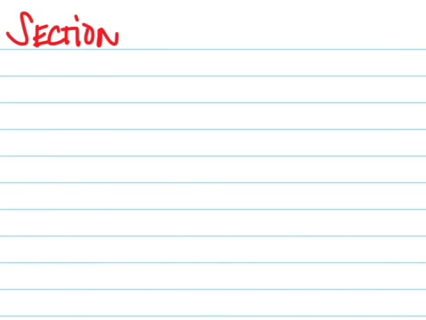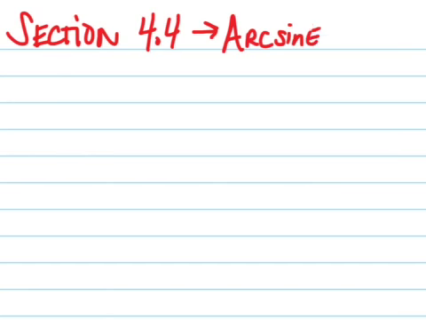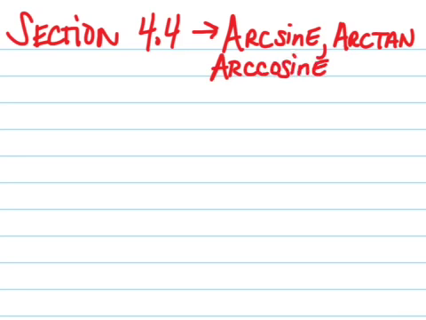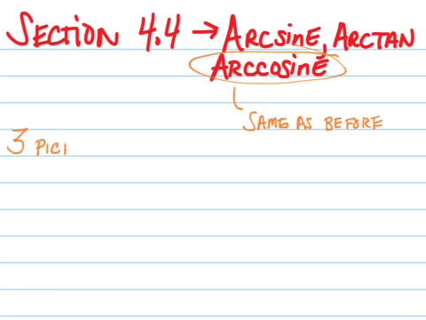Okay, so again, section 4.4, arcsine, arccosine, and arctangent. And we've already talked about arccosine in the last chapter. It's the same as before. It's not anything different. But we're going to expand on it and define arcsine and arctangent as well. And it starts with 3 pictures.